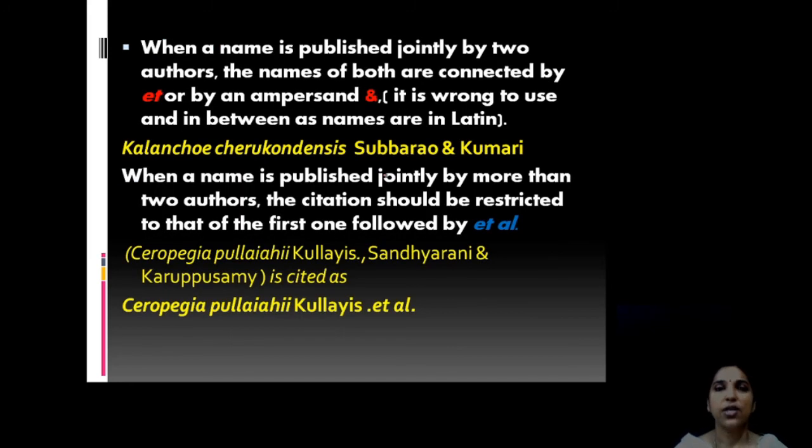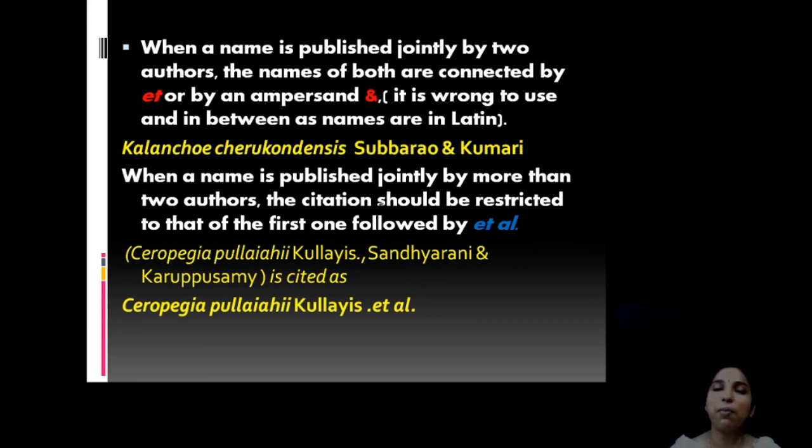Okay. So when a name is published jointly by two authors, it may be confusing for you. So how will it be written? When published jointly, the names are connected by et, or you can use the ampersand, this symbol. Okay. So for example, this plant is described by Subba Rao and Kumari. So you can use this ampersand. Okay, you can use this symbol.